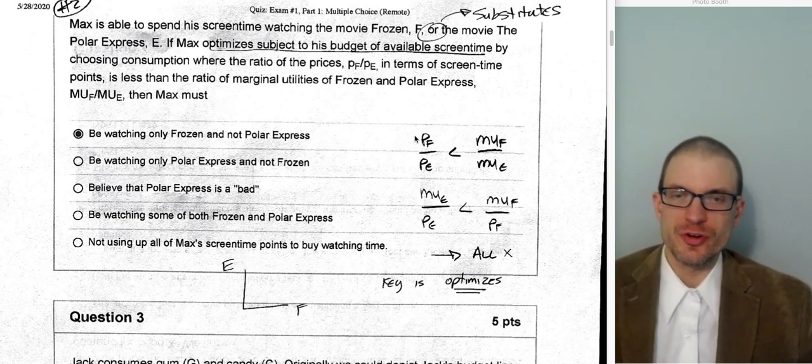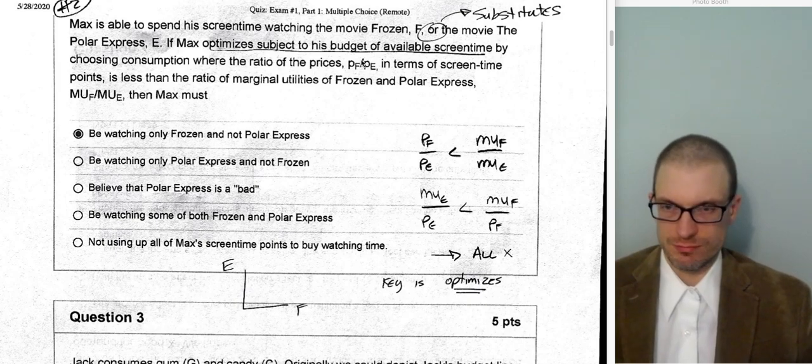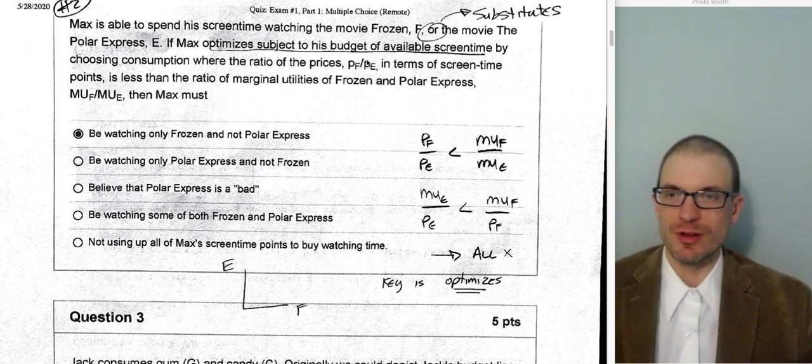Well, the first thing we want to do is take the quantities that have been given, that this is the price ratio. So I've written this down. And then the marginal utilities, that's this right here. So we have the price ratio, we have the MRS, and we are comparing them, but we're told how we're comparing them. Max is currently optimizing in a situation where the ratio of prices is less than the MRS. So I've got this here.